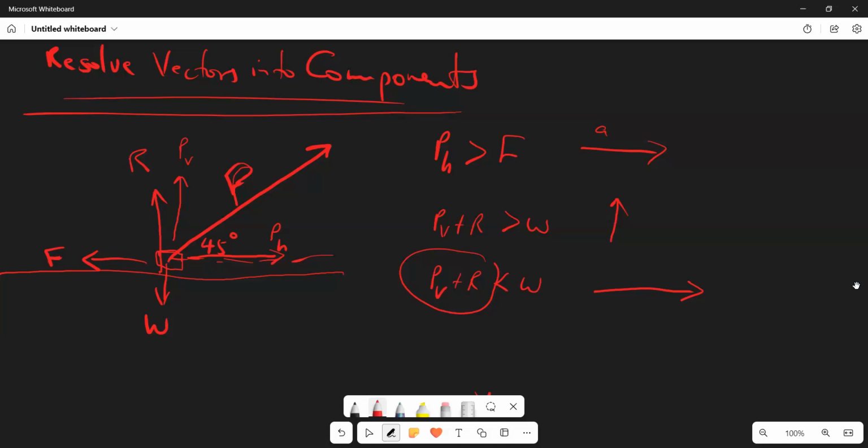So what we will do is we're going to remove this diagram now. Remember, we're not analyzing this problem right now. What we're going to do is talk about how we can take P and break it up into what we call the horizontal and vertical components, right? So let's do that.